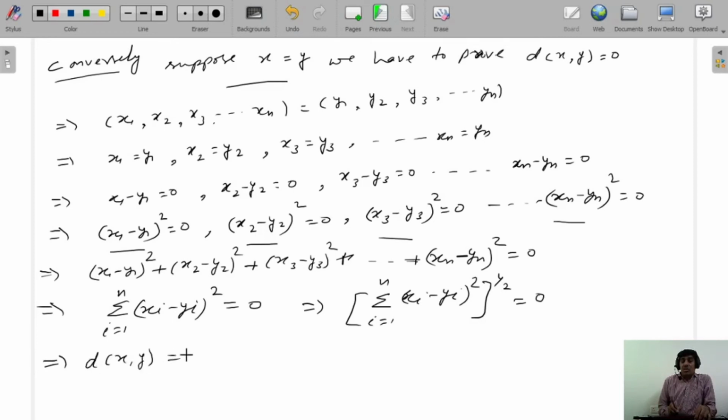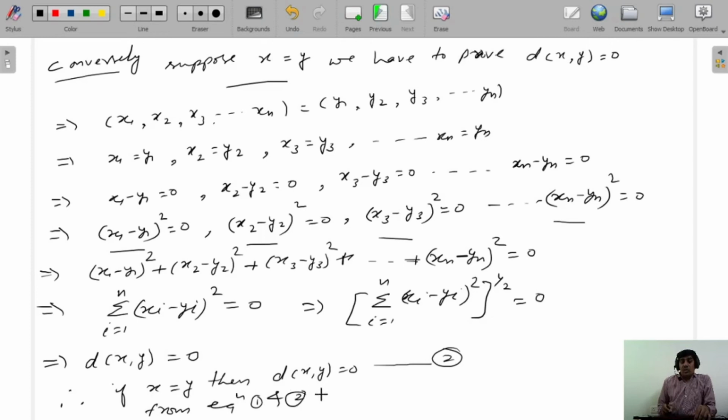dxy is equal to 0. Hence, if x is equal to y, then dxy is equal to 0. Equation number 2. From equation 1 and 2, we have dxy is equal to 0 if and only if x is equal to y. Second property is also satisfied.